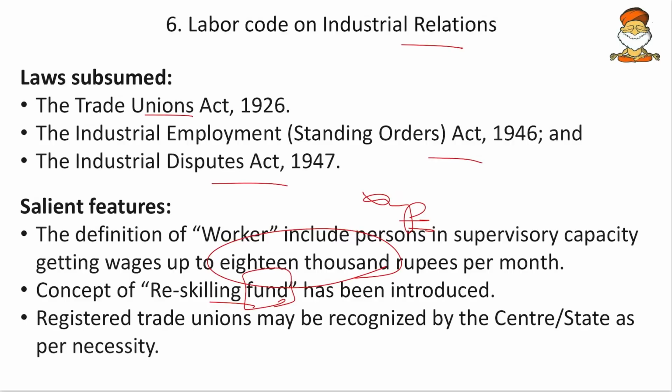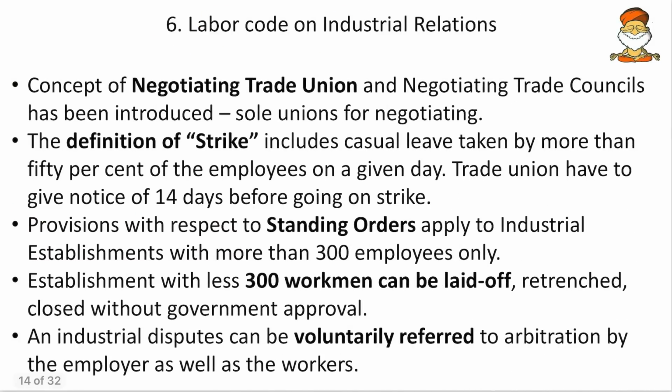And then registered trade unions may be recognized by the center or state as per the necessity. So these registered trade unions will be recognized as state trade unions or central trade unions. For them some concessions will be given in negotiations, and they can go ahead with legal strikes and protests. And then the concept of negotiating trade unions. If a trade union is designated as a negotiating trade union, that will be the sole trade union which will negotiate with any of the companies. Okay, so the government again will decide which trade union has to be a negotiating trade union.